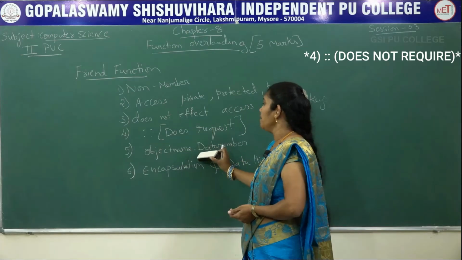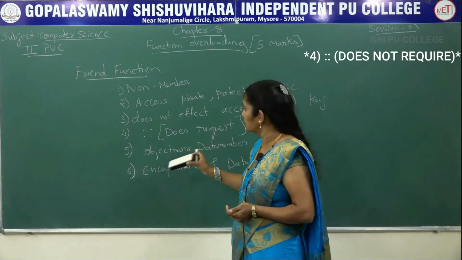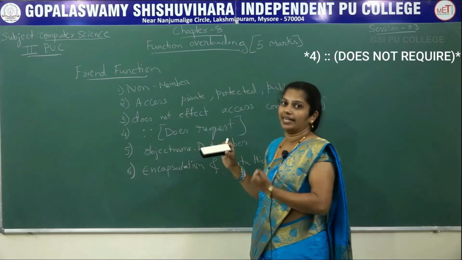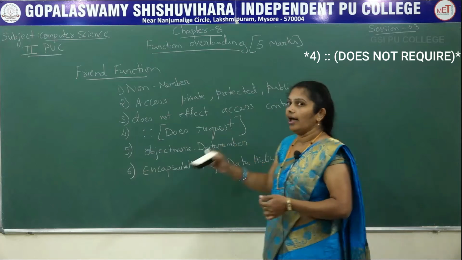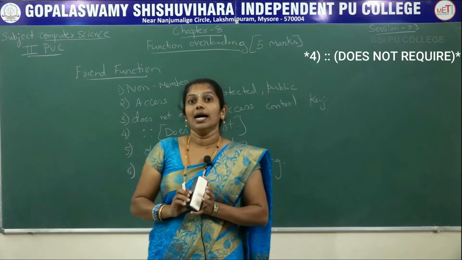And object name dot data members. If I want to access any data, first I have to write the object name, then dot, then the data member. Which data I want to access, that you have to write. And it violates the rule of encapsulation as well as data hiding.